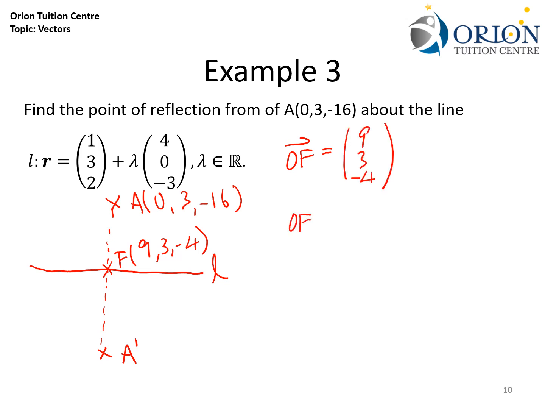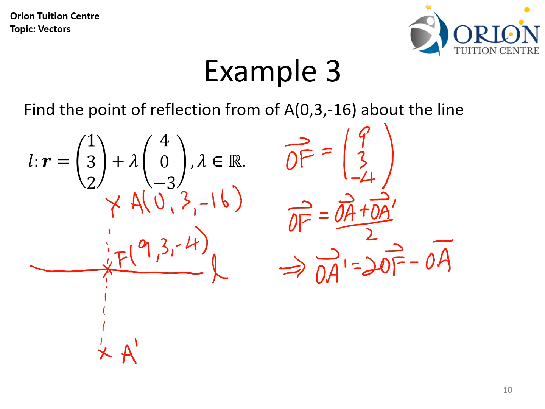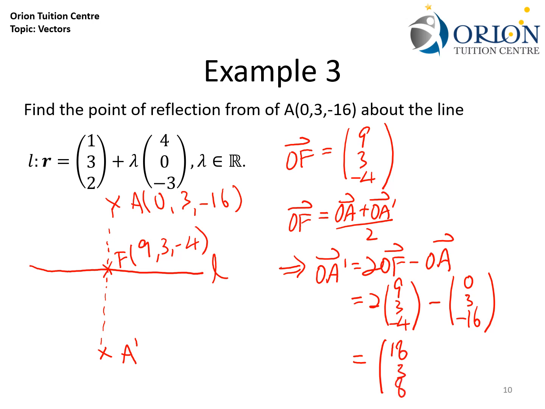And since OF is equal to (OA plus OA prime) over 2, this tells us that OA prime is going to be equal to 2OF minus OA, and therefore this becomes 2 times (9, 3, -4) minus (0, 3, -16), and on evaluating this will give us (18, 3, 8) as the point of reflection of point A.